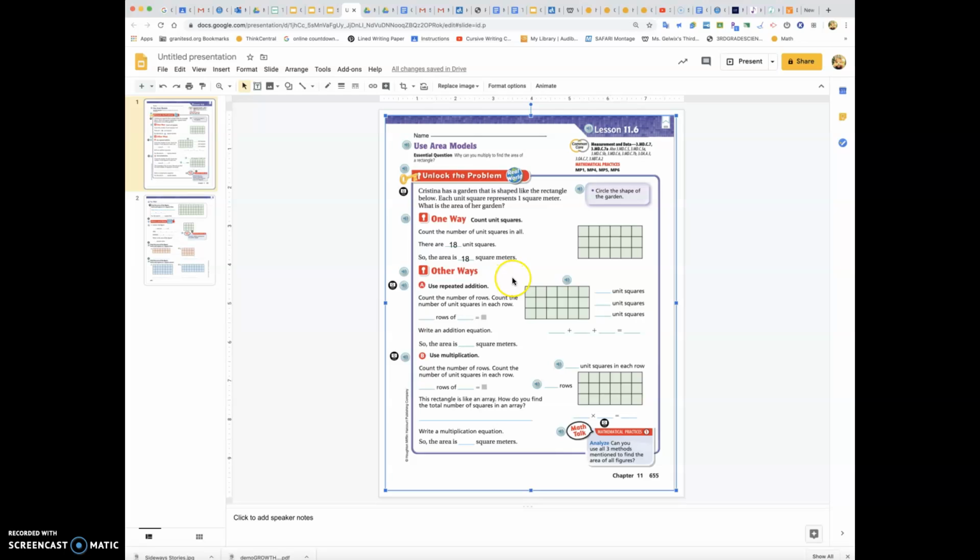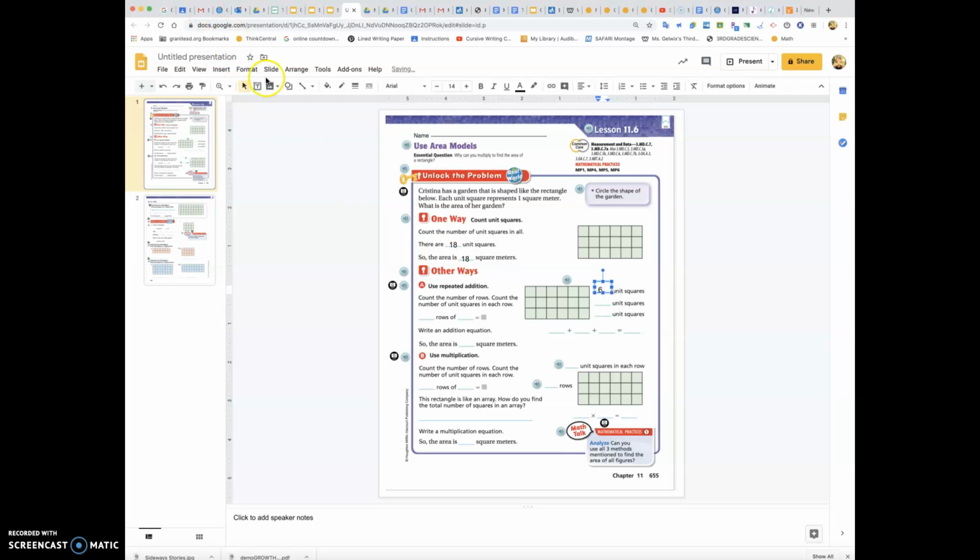So another way is to use repeated addition. This should be starting to seem a little familiar with you. We know that we're going to be using multiplication, which is just repeated addition. So you're going to count the number of rows, count the number of unit squares in each row. If I look here on row 1, I have 1, 2, 3, 4, 5, 6 unit squares in row 1. So I go and I count the next row. 1, 2, 3, 4, 5, 6. There's another 6. Oh my goodness, this is all making sense now.